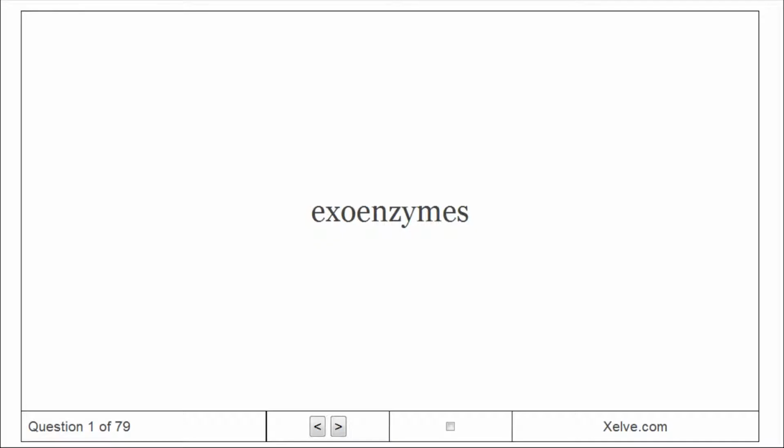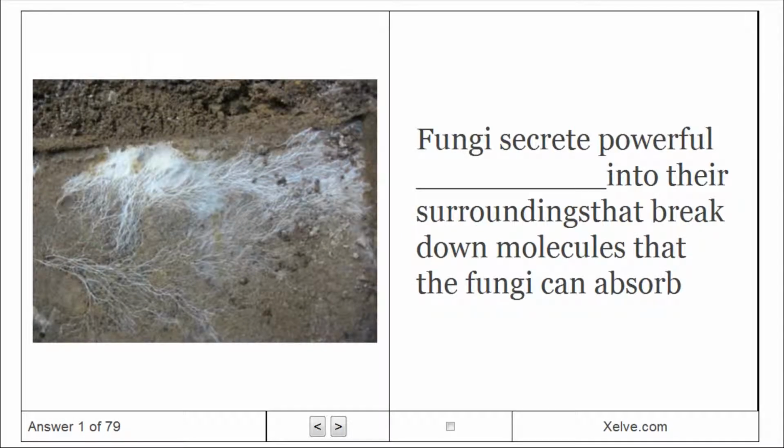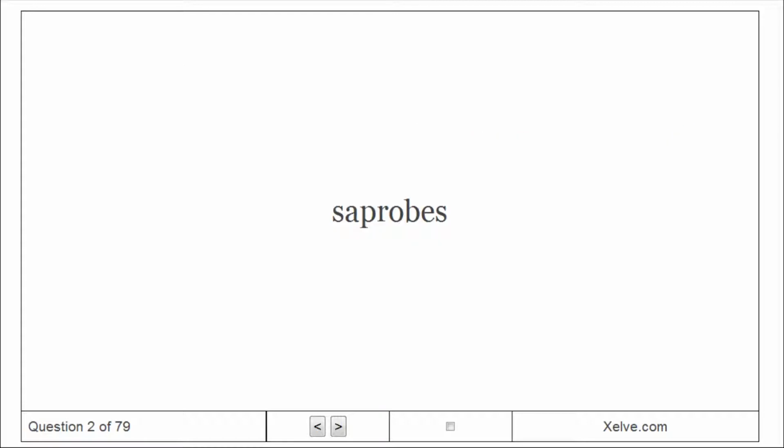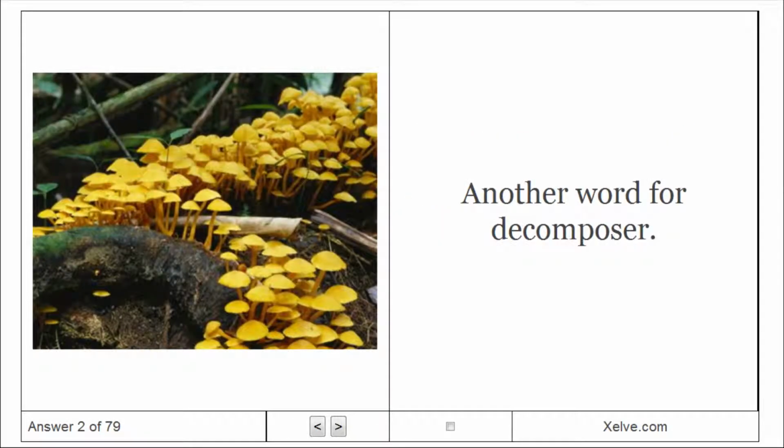Exoenzymes. Fungi secrete powerful exoenzymes into their surroundings that break down molecules that the fungi absorb. Saprobes: another word for decomposer.